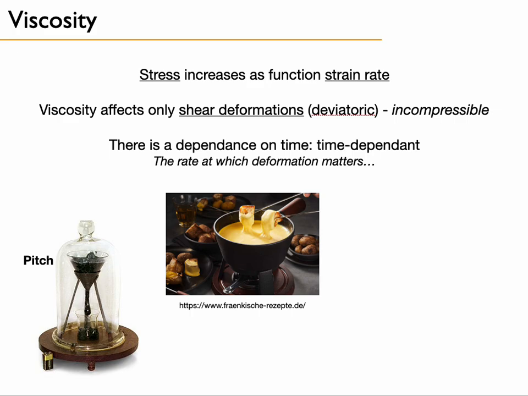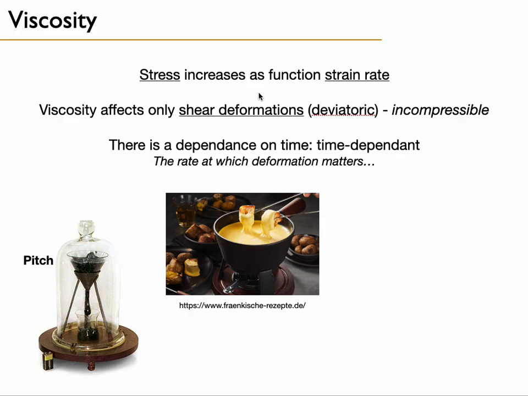Another type of viscous material that you may know is pitch. That's a byproduct of oil production. It's an extremely viscous liquid. And other types of viscous materials can be found in your kitchen. So the cheese fondue is a viscous material, and the viscosity there depends on the temperature.